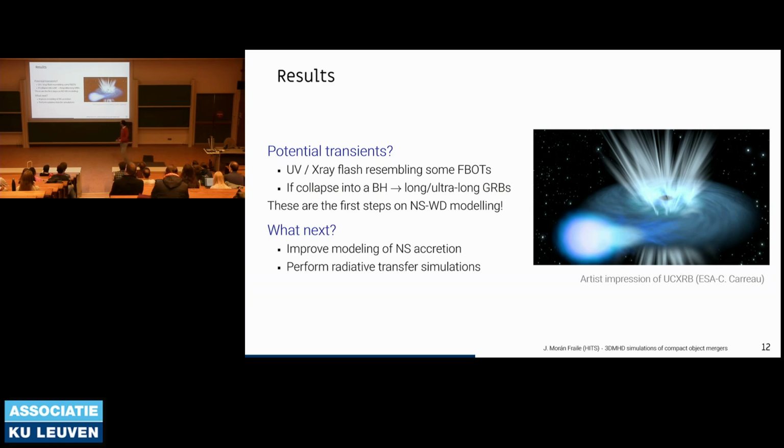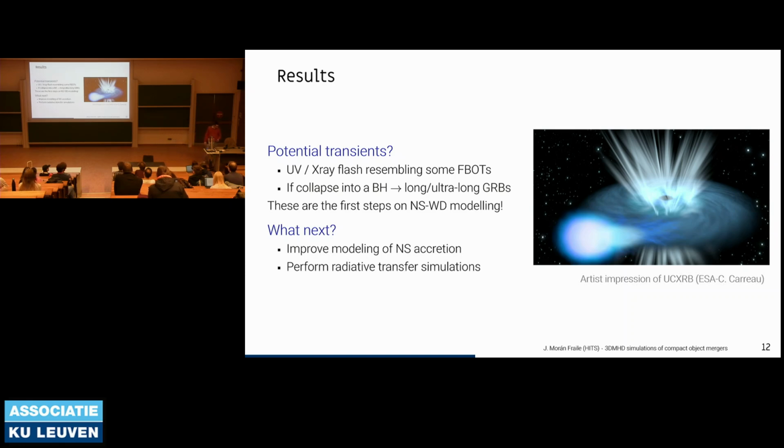So we need more modeling for this. But at the same time, this is just the first baby steps in the world of neutron star white dwarf modeling. So we have some next steps that are pretty straightforward, which is improving a bit the modeling of a neutron star accretion and performing radiative transfer simulations of these jets to have a more accurate idea of how this would look. So I just want to get everyone excited in the field of neutron star white dwarf mergers. Hopefully, we'll have some new things soon.